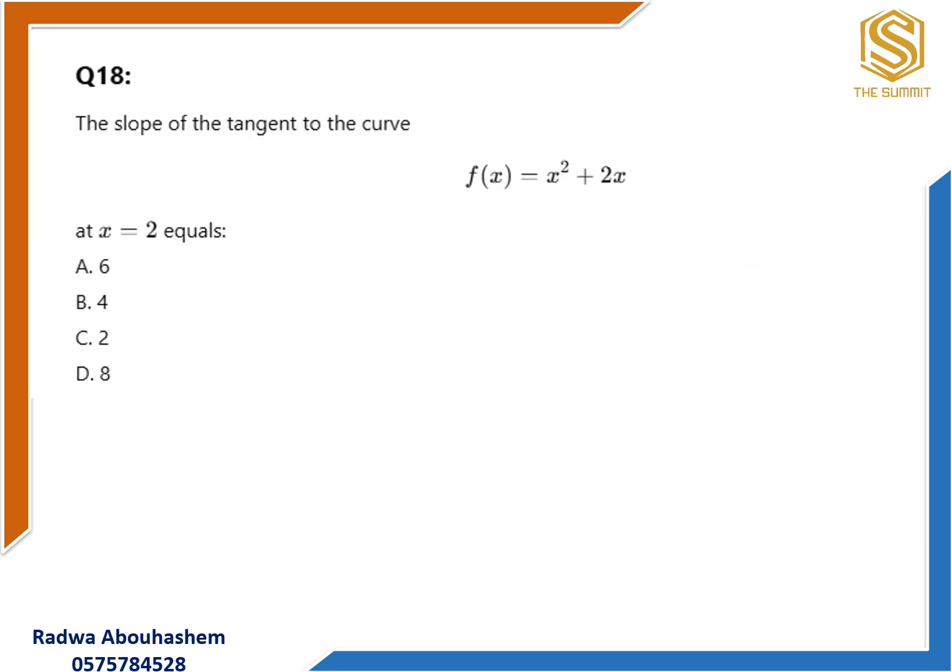The slope of the tangent to the curve. This means I'm asking you again to take the derivative. So let's take the derivative here. This is 2x plus 2. Now he told me that the x equal 2, so I'm just substitute 2 times 2 plus 2 give me 6.